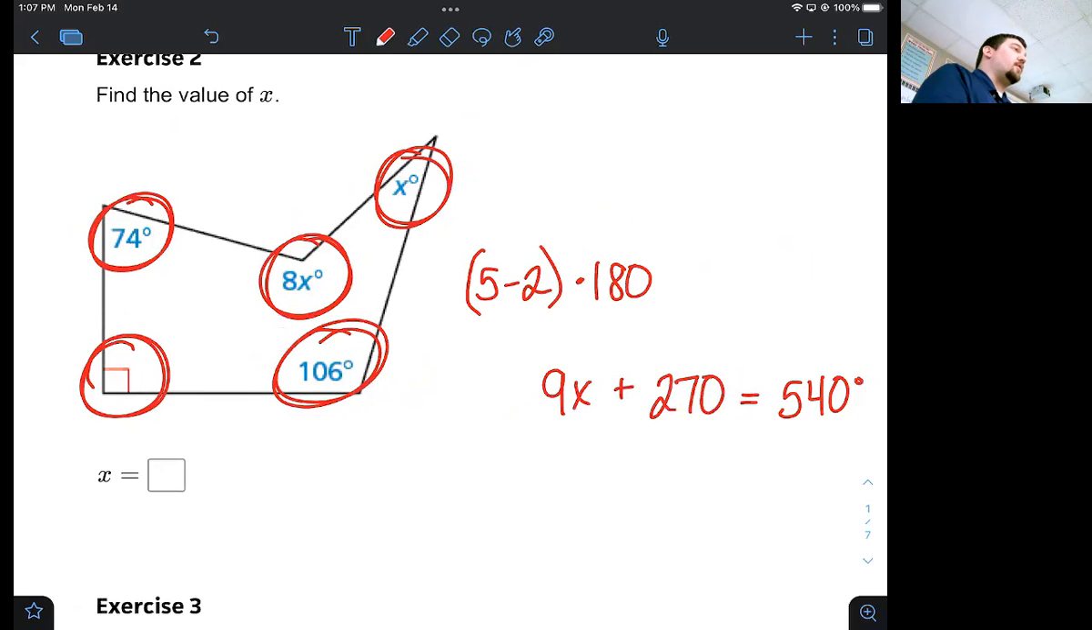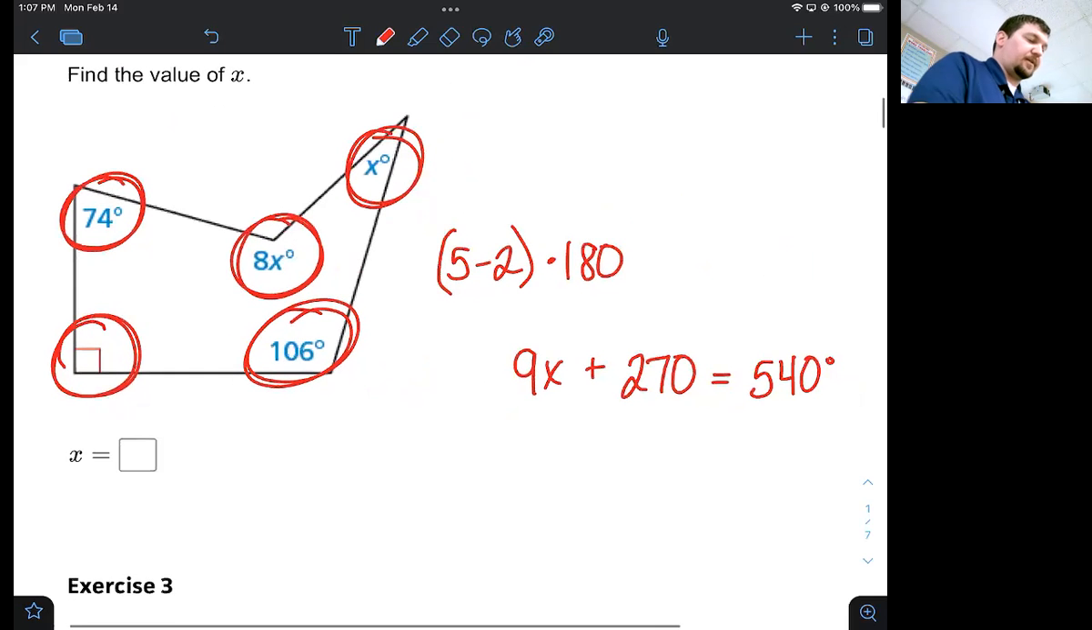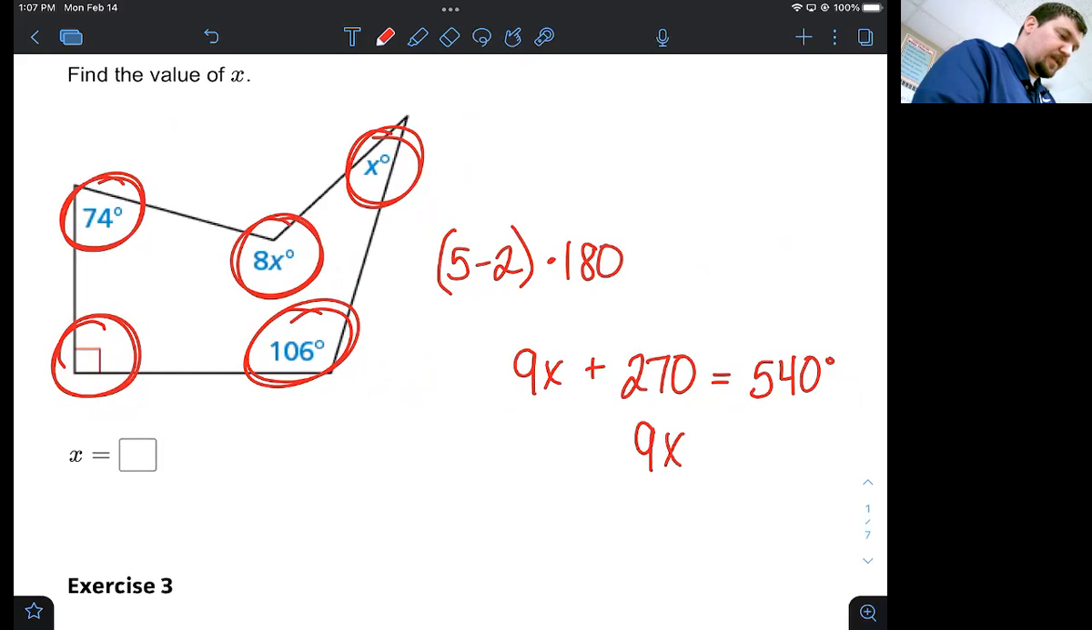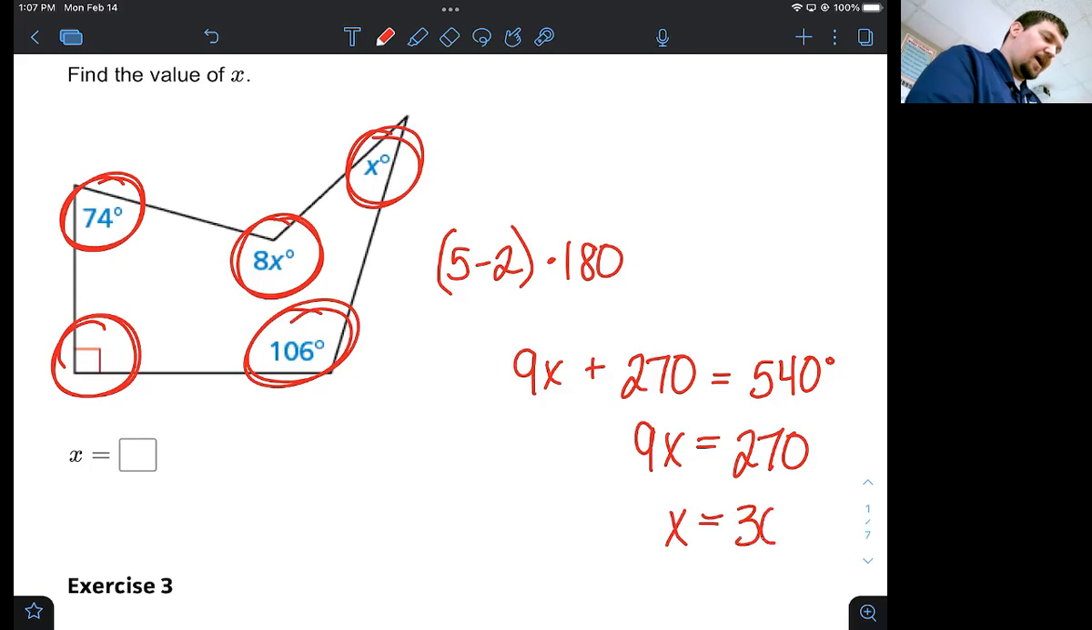Okay, there's our equation. So if you want to start from there, that's perfectly fine. Jimmy, what's our next step in solving this equation? And what is 540 minus 270? That's 270. And our next step, Jimmy? Excellent. And what is that? So x is going to equal 30.